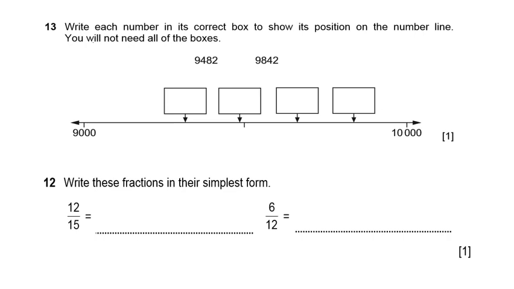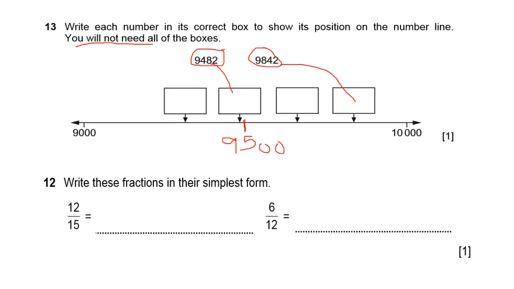Write each number in the correct box. So here I have 2 numbers. Of course there are 4 boxes, so you will not need all the boxes, only 2 of them. My midway point here between 9,000 and 10,000, of course, is 9,500. So my 9,482 will go here, and then 9,842 will go over here.